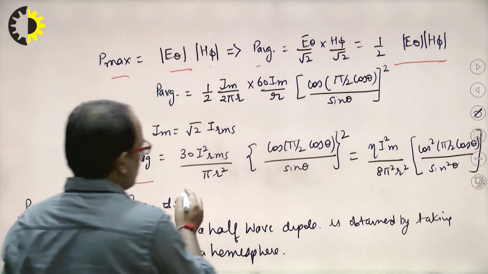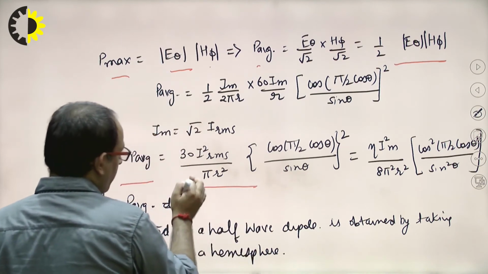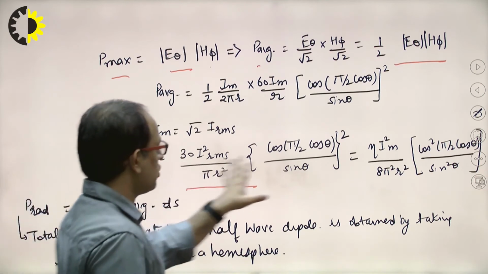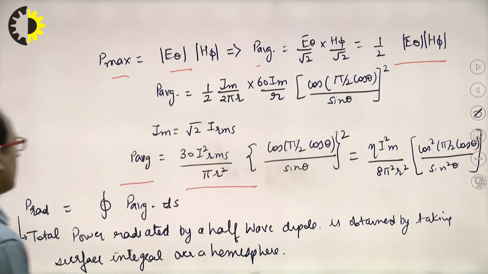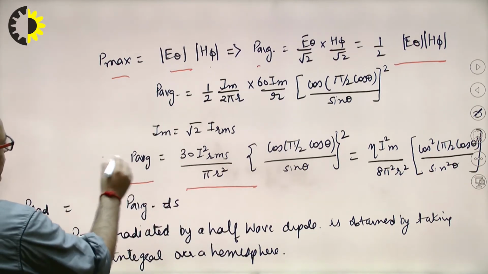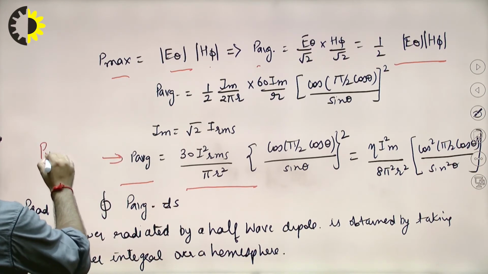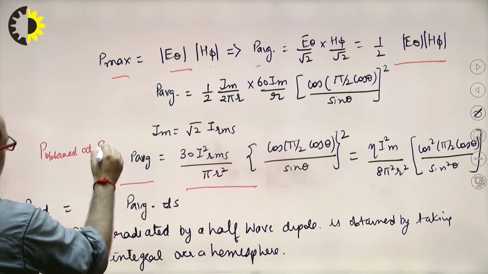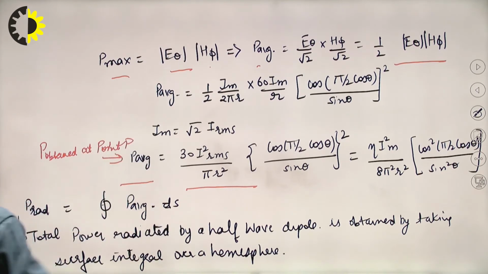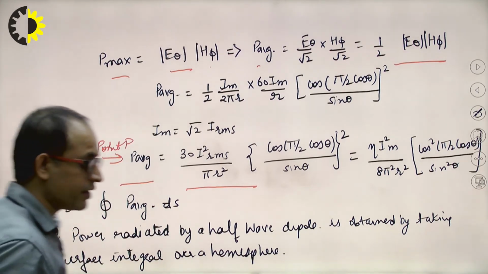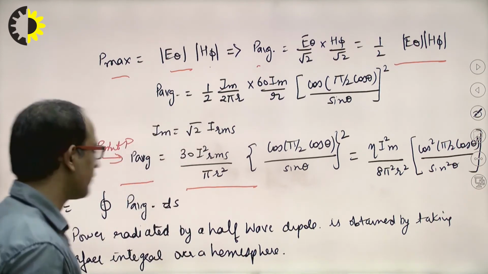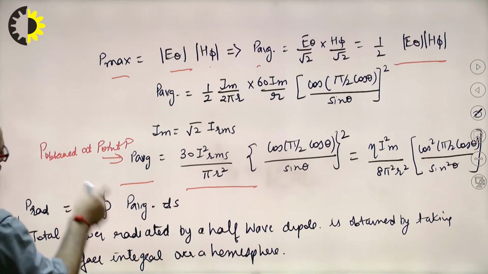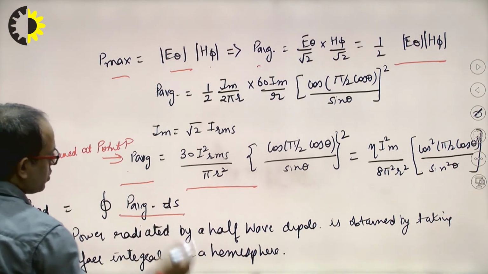See, now this one you have got. This is the power obtained at point P. Now I want to calculate the total power radiated over the whole sphere by the dipole. That will be power radiated equal to the integral of this power over the whole sphere.